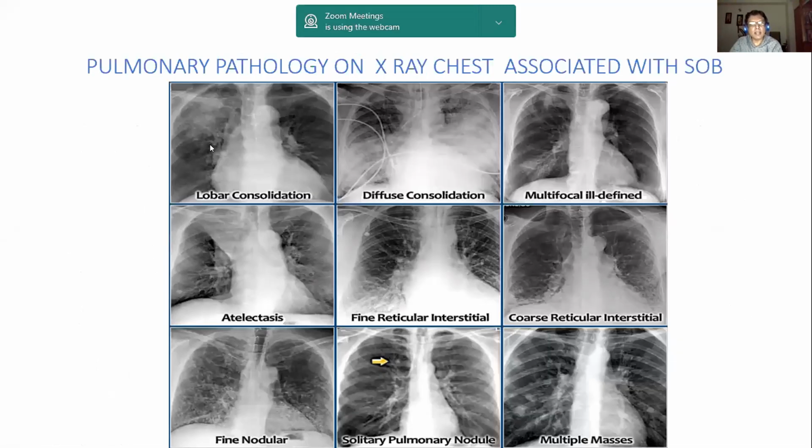These are some of the chest X-ray patterns. There is consolidation, and interstitial lung disease affecting the bases mainly. There is the nodular, miliary mottling in infection. There may be some secondaries. All can give rise to shortness of breath.